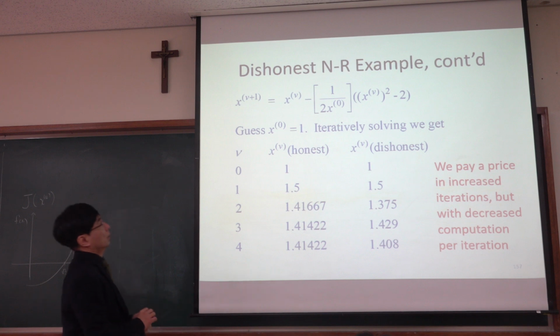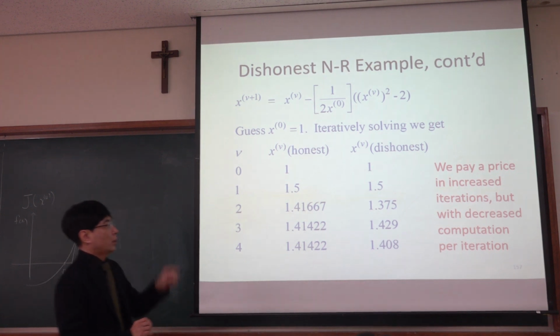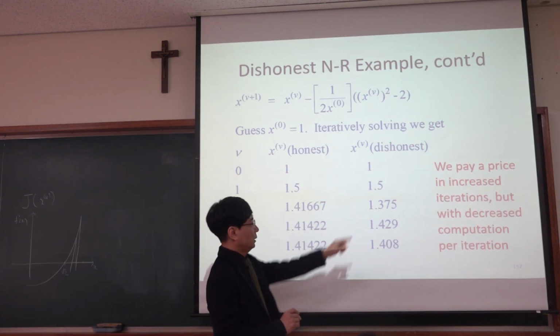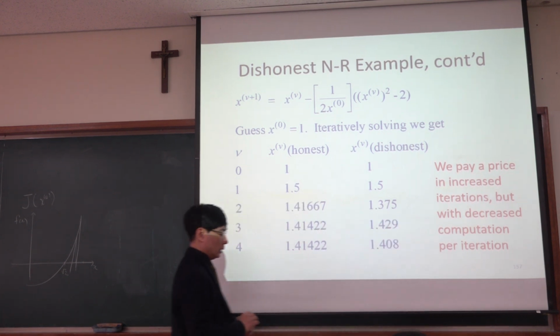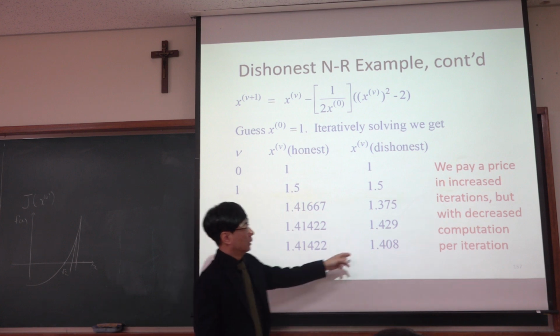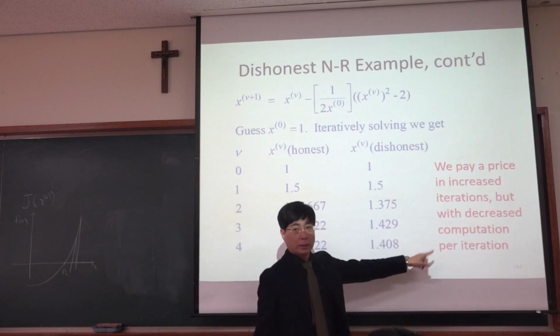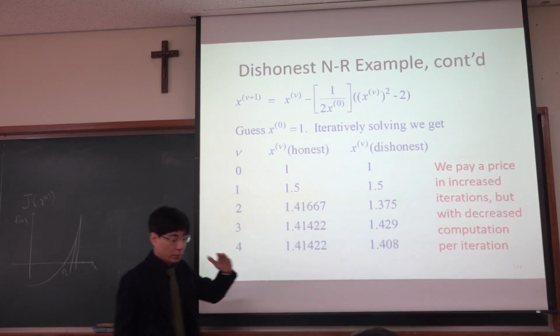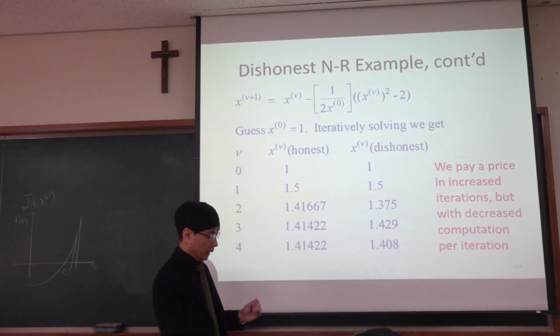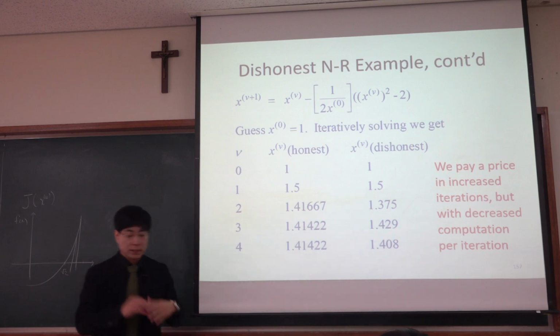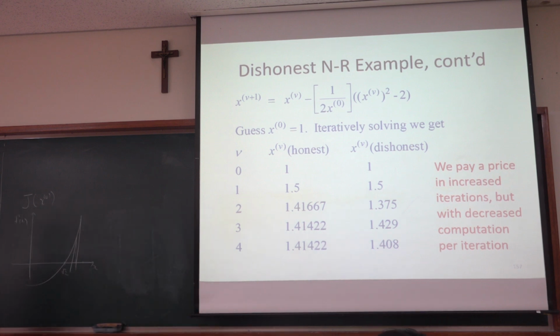So we pay a price in increased iterations. The number of iterations gets larger, but there is decreased computation per iteration. We don't need to compute the derivative all the time. We just use the initial derivative only. So we can save that computation time, even if the number of iterations increases. That method is called the dishonest Newton-Raphson method.